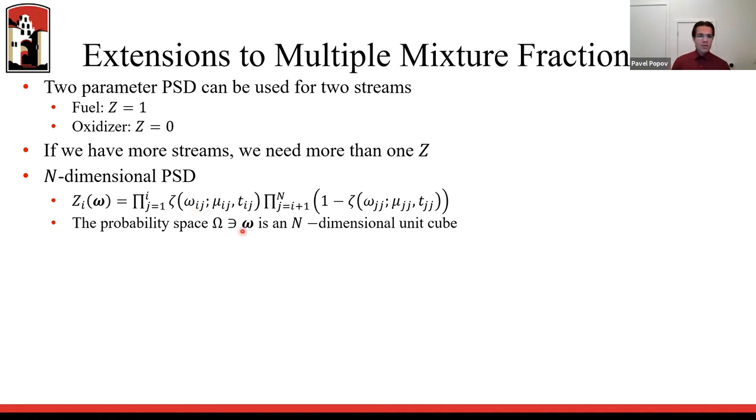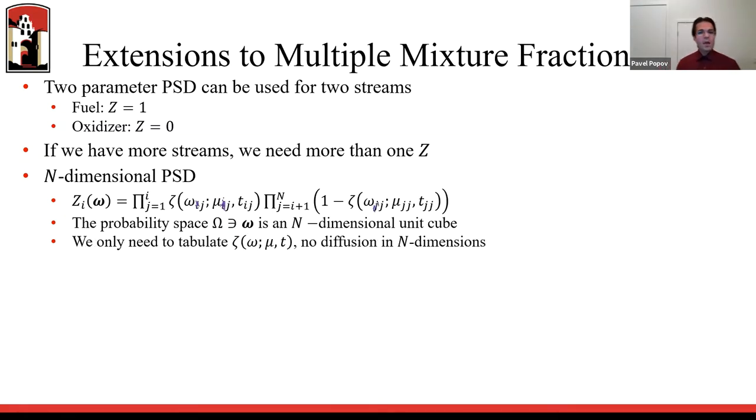Okay, so for this particular case, our probability space omega is just the n-dimensional unit cube. I just saw that we should have an i here, but the subscripts of the omegas are just j's. The omegas have only one subscript. Okay, and this definition is useful because it is given in terms of the single mixture fraction solution.